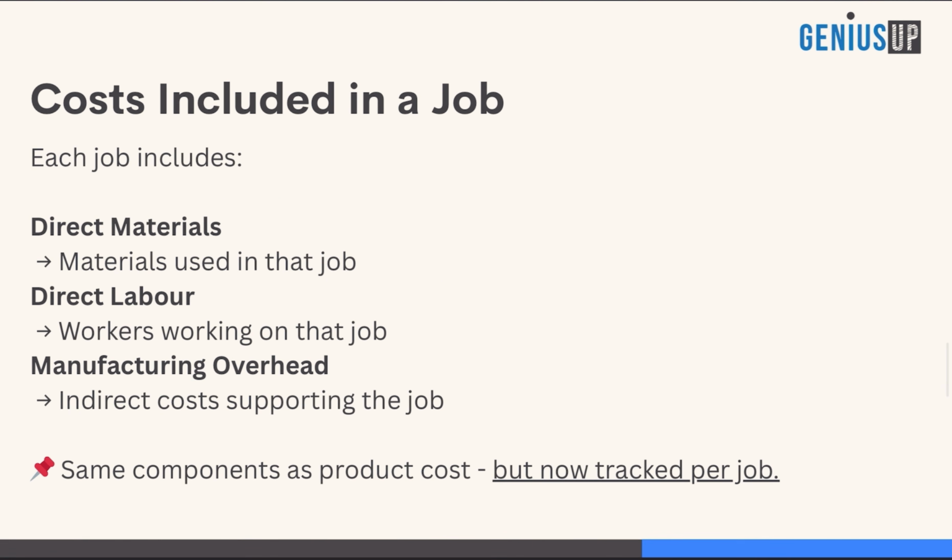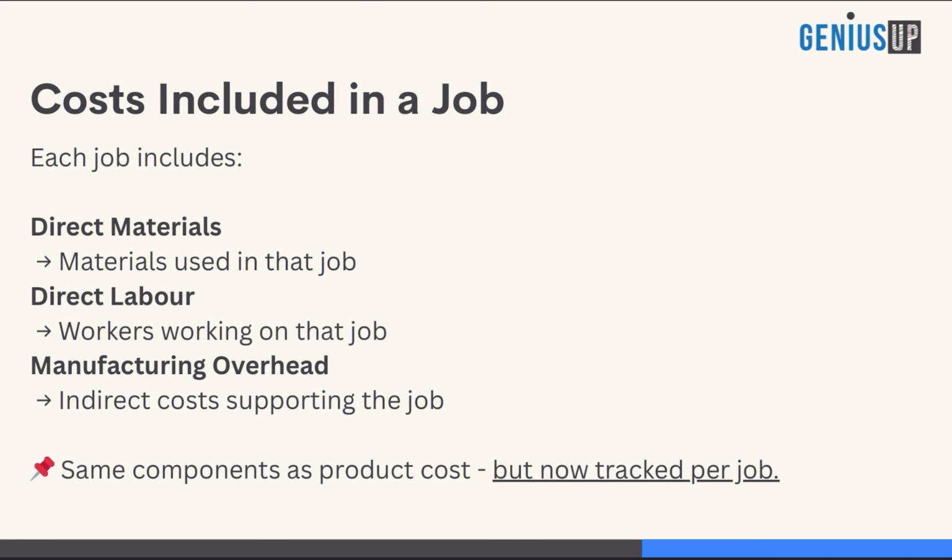So cost included in a job, I've already hinted at this. Each job includes direct material, which is material used in the job, right? So there are costs incurred for direct material. There's direct labor, which are workers that are working directly on the job. If we're speaking about a construction company building houses, the people that are actually building the house, that are hands-on, that's direct labor cost. And then we have manufacturing overheads. These are indirect costs supporting the job, right? We can't directly trace them to the products. However, they are costs that are incurred for the jobs.